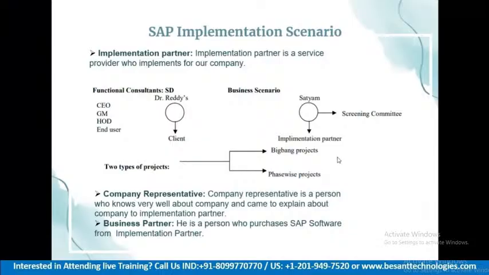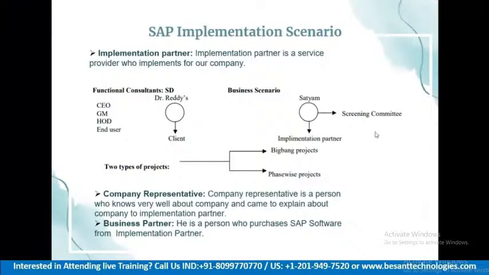Big bang projects are huge projects where we implement the project in a single go. We don't have phases. Most of the projects in this industry, 90%, go with phase-wise projects. So we have different phases. I'll explain the phases in the coming slides. So this is how the implementation process goes.